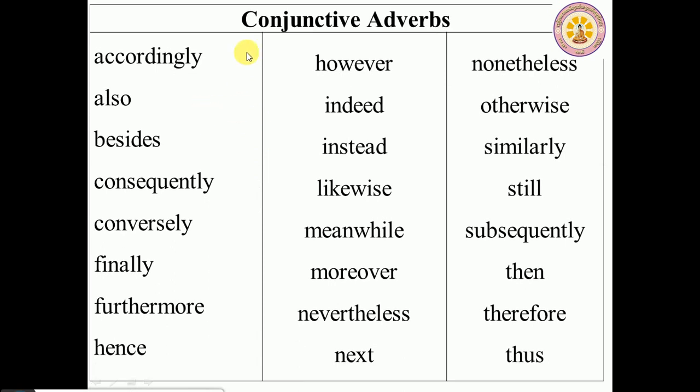Here is the list of conjunctive adverbs. These are the conjunctive adverbs: also, besides, however, if, instead, nonetheless, otherwise, similarly, still, so. All of these are conjunctive adverbs.